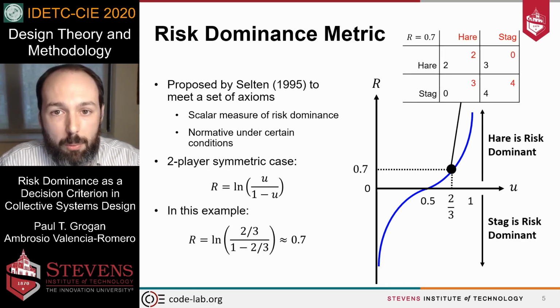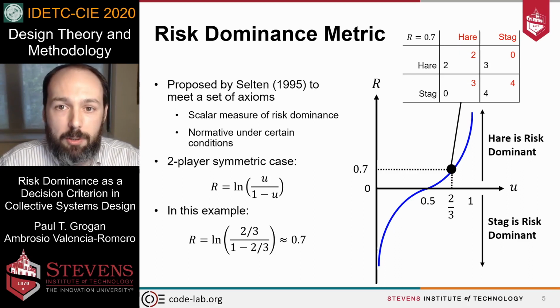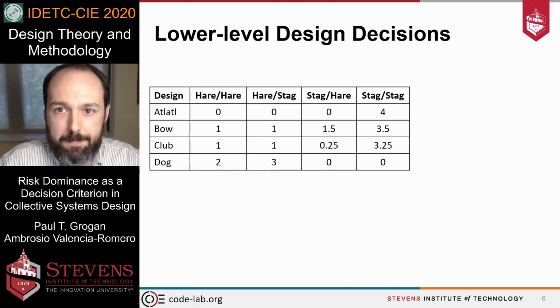So for this example that we've been looking at with the normalized deviation loss of 2/3, it corresponds to a risk dominance measure of about 0.7, indicating the hare hunting equilibrium is risk dominant. And we can observe that, yes, we would prefer, all other things being equal, an equal chance of between 2 and 3 units of utility versus between 0 and 4.